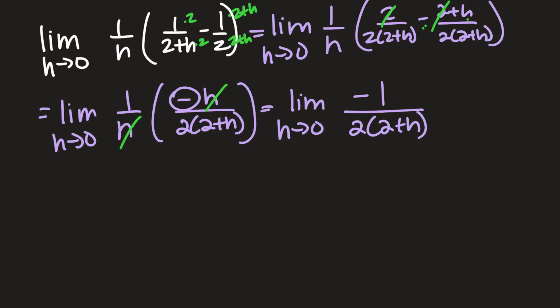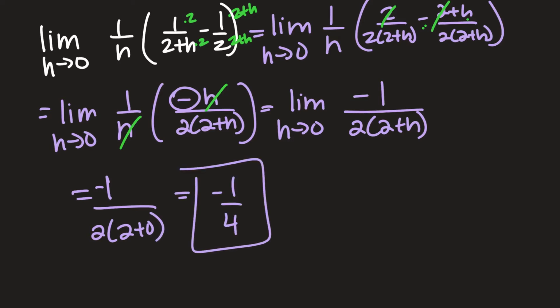So then the question becomes, well, is that continuous at 0? And it absolutely is. So if it's continuous at 0, then I can plug and chug. So I have -1 over 2 times 2 plus 0, which is -1/4. So again, algebraic manipulation, your absolute best friend. Absolute best friend. Okay?